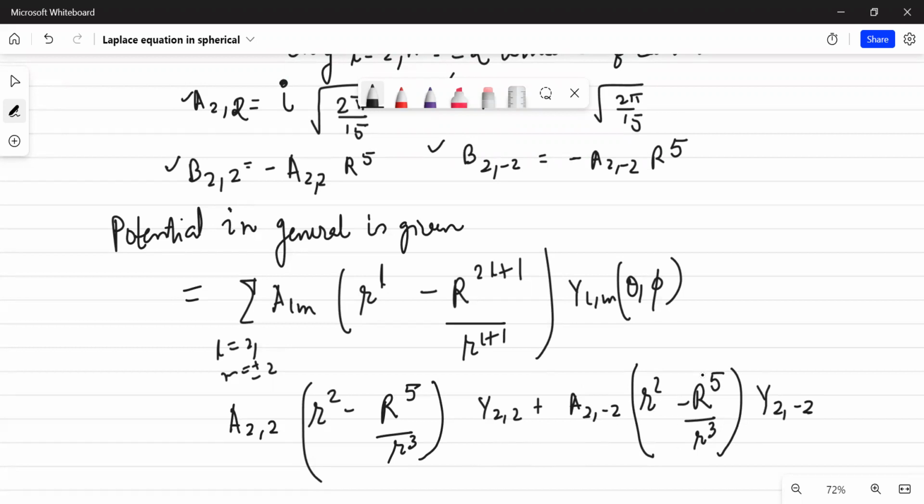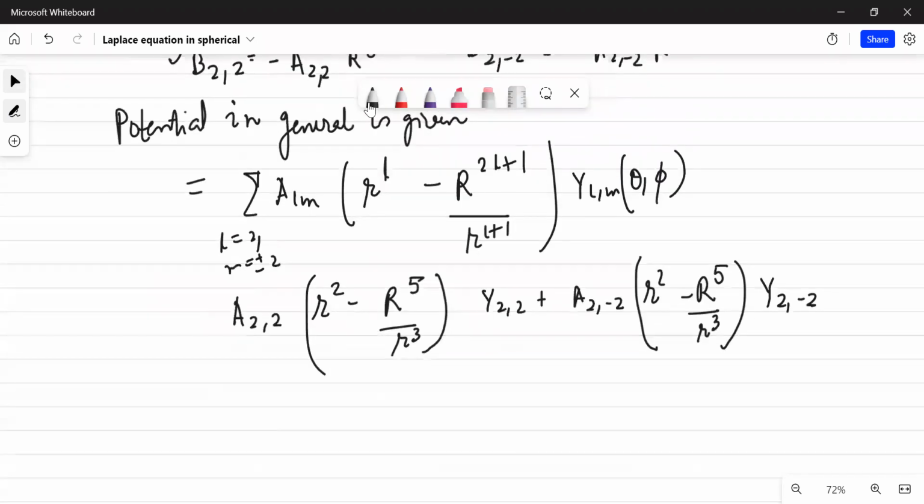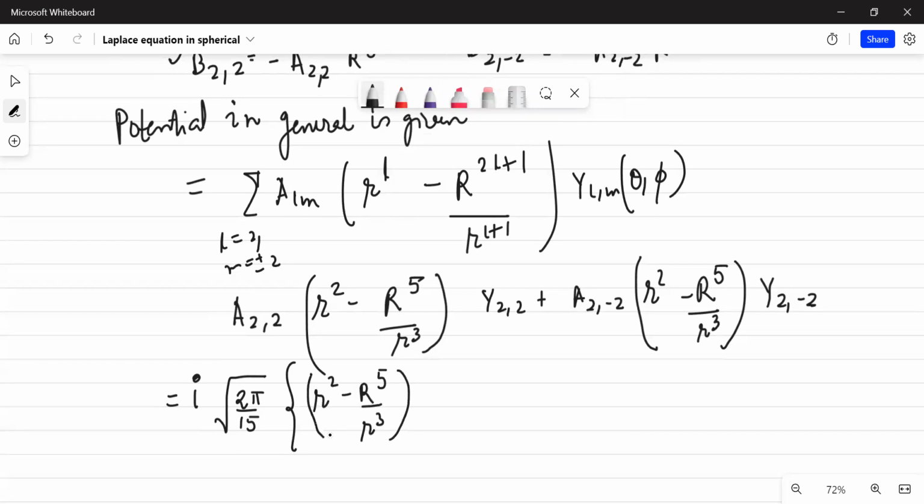Now what needs to be done: you can take this common out, and you know that there is a negative here, otherwise the term is the same. So I'll use i root over 2 pi upon 15, and then this is (r^2 minus R^5 upon r^3) here, and you have Y_22 minus Y_2,-2 here. And this Y_22 minus Y_2,-2, if you remember, we've done it here.